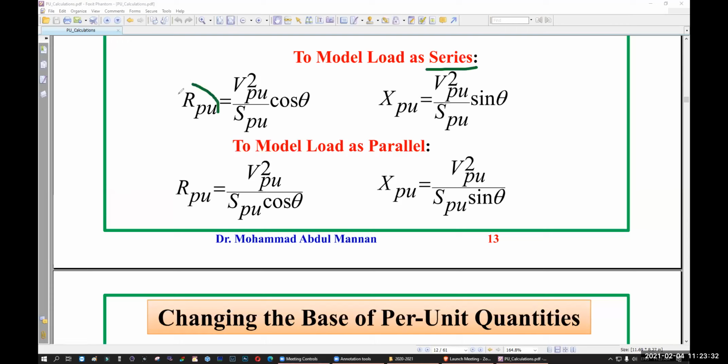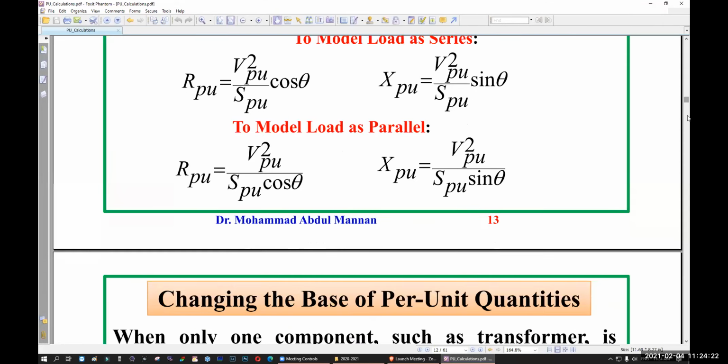What is this? RPU, right? You have to use what? VPU square. Then you have to find out what? SPU. Then you have to find out what? Cos theta, because cos theta is already given. So let's find out this first. So your load calculation will be like this.